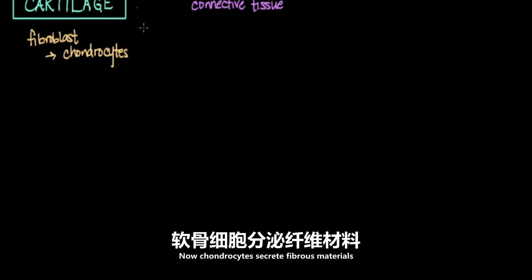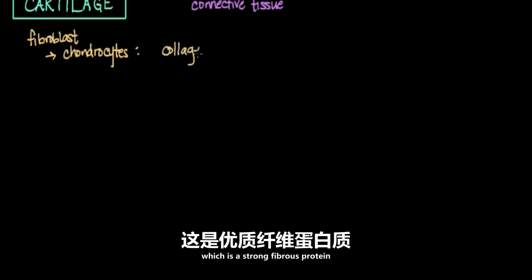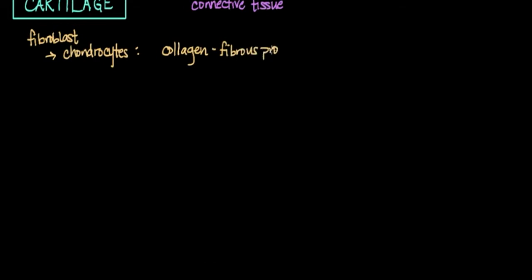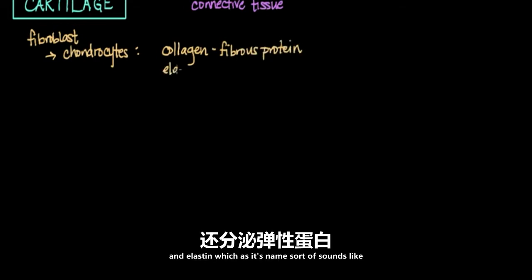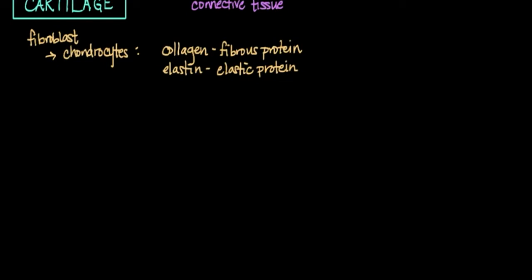Now, chondrocytes secrete fibrous materials such as collagen, which is a strong fibrous protein, and elastin, which, as its name sort of sounds like, is an elastic protein that provides a rubbery elastic component to cartilage.